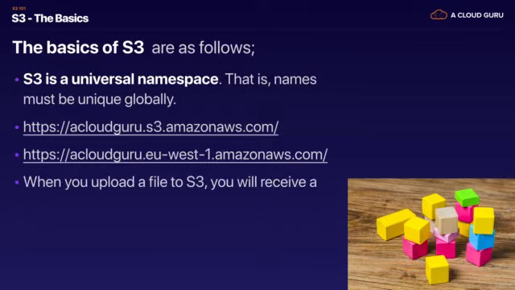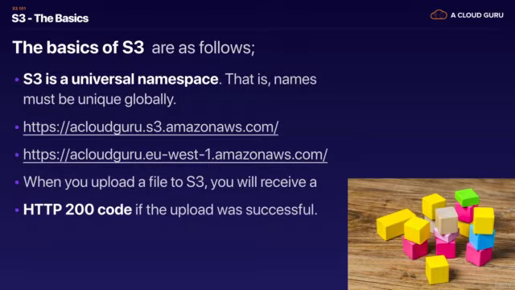Now, when you upload a file to S3, you're going to receive a HTTP 200 code if the upload was successful, and that's going to come back to your browser. And that can be a very popular exam topic. So just remember, if you have a scenario question and it's looking at you uploading a file to S3 and it asks you what code you will receive back, it's a HTTP 200 code back to your browser.